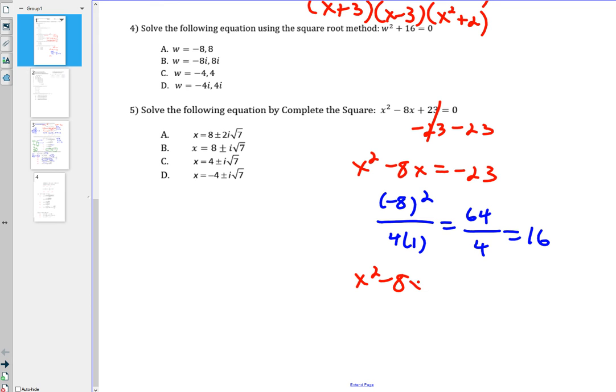x squared minus 8x plus 16 is equal to negative 23 plus 16. Now we have our perfect square trinomial. This becomes x minus 4. Does anybody not know how I got x minus 4? Do I still have to explain how I got the x minus 4 side from the middle term where it was 16? That's the square root property.